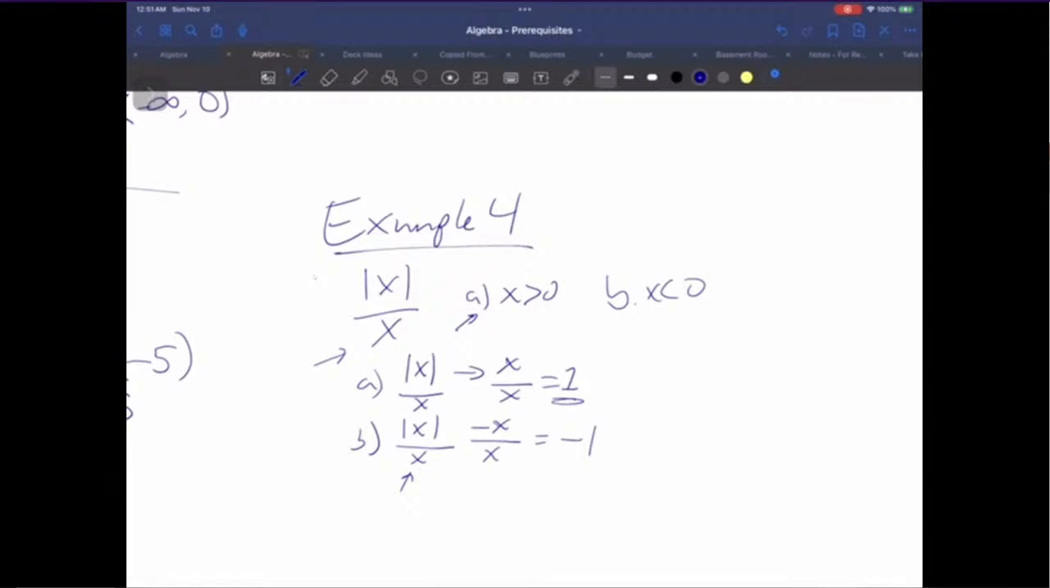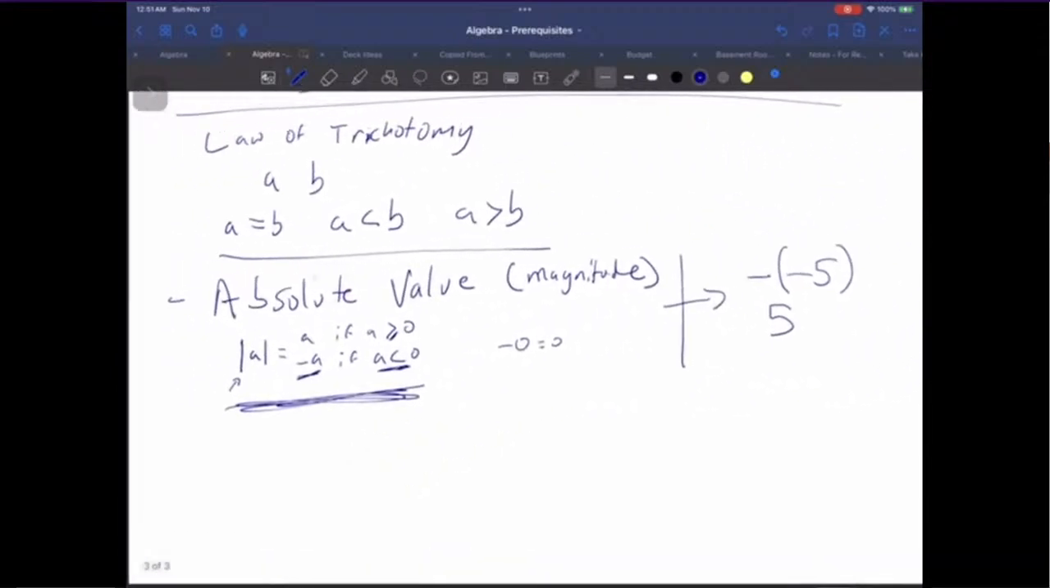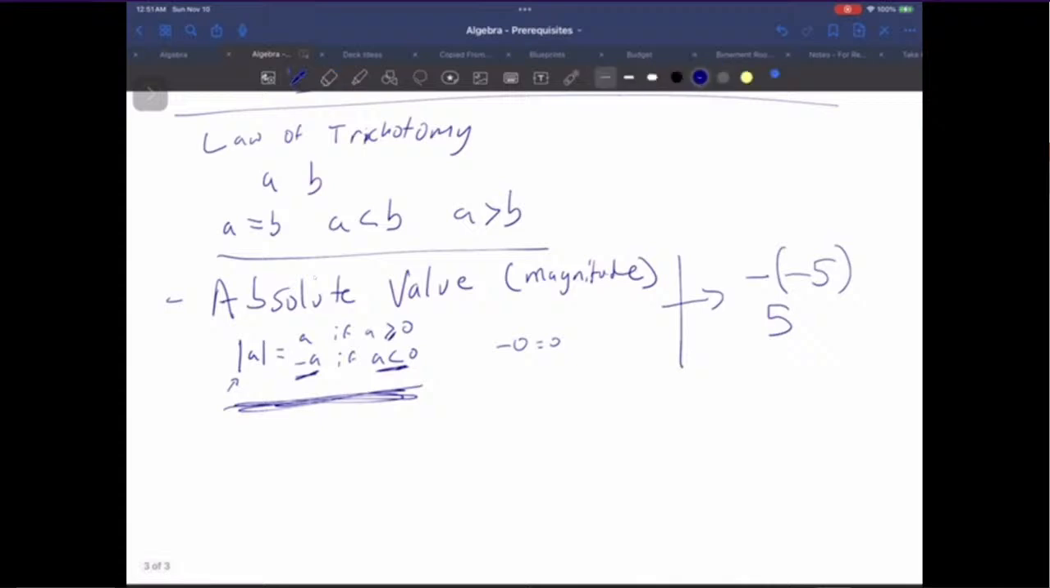So there are some properties of absolute value. The absolute value of a number, which we've already said will always be positive. Let's put that down here, properties. The absolute value is always positive or 0. So the absolute value of a is always greater than or equal to 0. Cannot be negative.